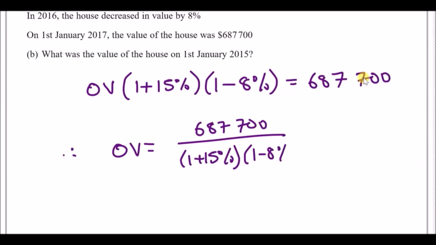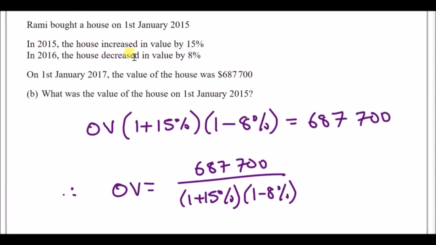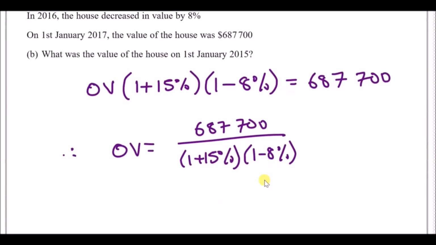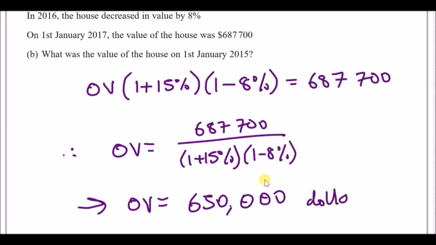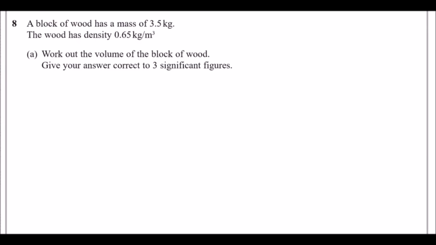Okay, so just checking if it's right. Increase by that, decrease by that. And when you do this, smash it in your calculator, guys. And you should get an exact answer of, oh, that's nice, 650,000. Yeah, that makes sense. Dollars.